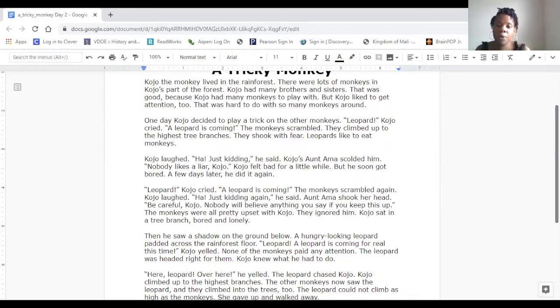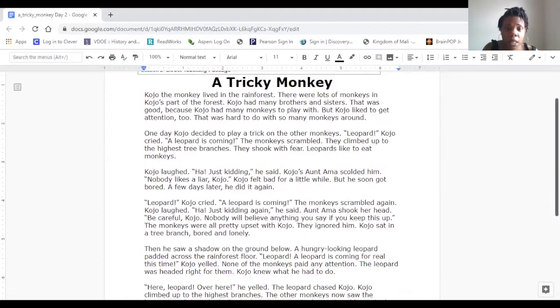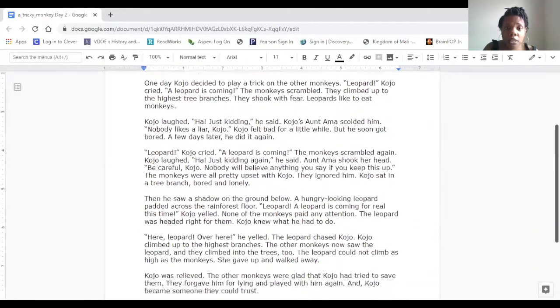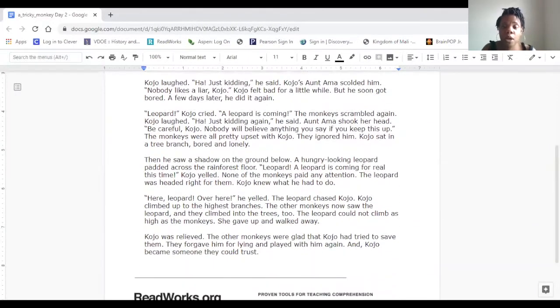The monkeys were all pretty upset with Kojo. They ignored him. Kojo sat in a tree branch, bored and lonely. Then he saw a shadow on the ground below. A hungry-looking leopard padded across the rainforest floor. "Leopard, a leopard is coming for real this time," Kojo yelled. None of the monkeys paid any attention to him. The leopard was headed right for them. Kojo knew what he had to do. "Here, leopard, over here," he yelled.